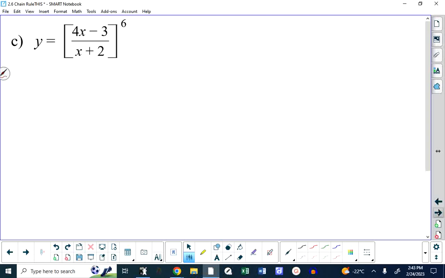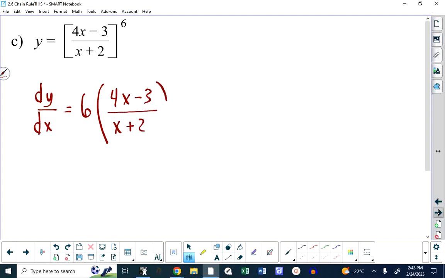Okay, it depends on the situation. This is a power. It is a base that is raised to an exponent of 6. So we wrap that 6 around this base, which stays the same, and we drop 1 from the exponent. By the way, I use square brackets up here because my round brackets in this program look like garbage when they're big.